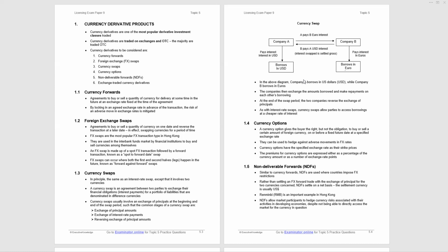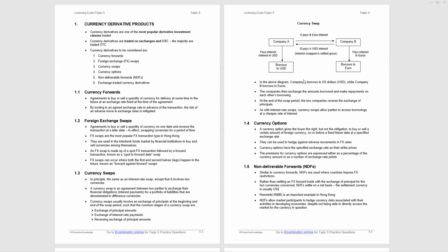Now, currency forwards are over-the-counter agreements to buy or sell a quantity of currency for delivery at some time in the future at an agreed price, a strike price. And you're locking into an agreed exchange rate, which takes away any risk of exchange rate moving between the time you enter the currency forward and when you settle.